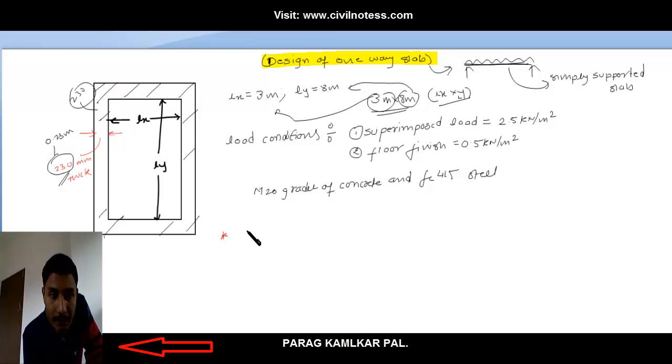Like, it means Lx divided by Ly is greater than 2. So if this condition is followed, that means this slab is a one way slab.